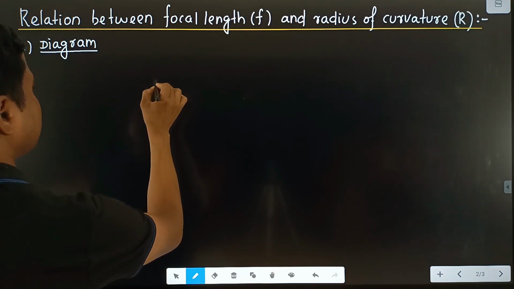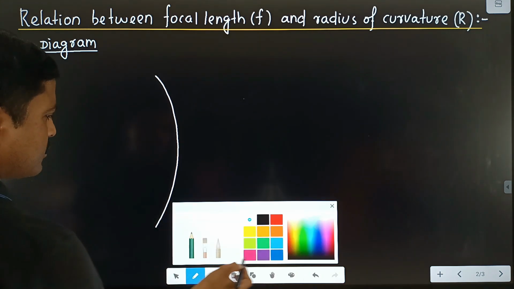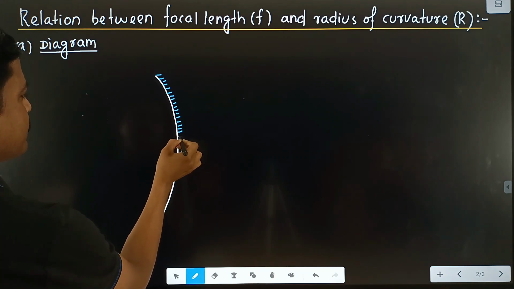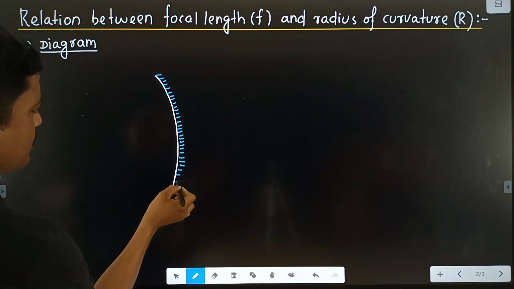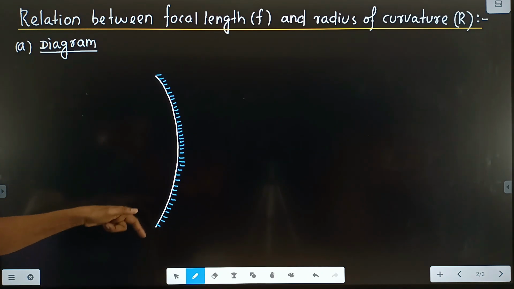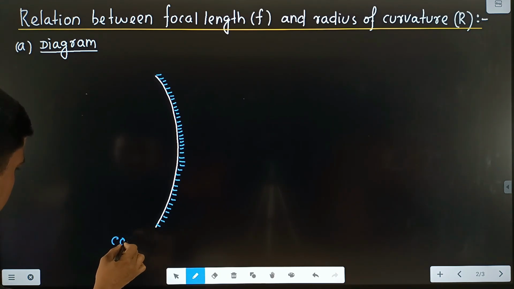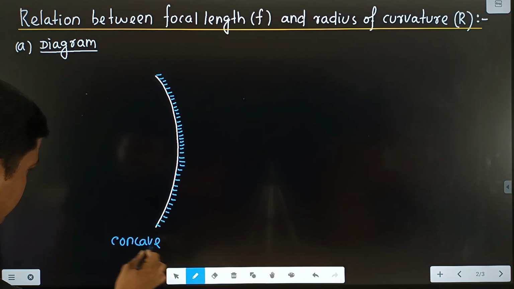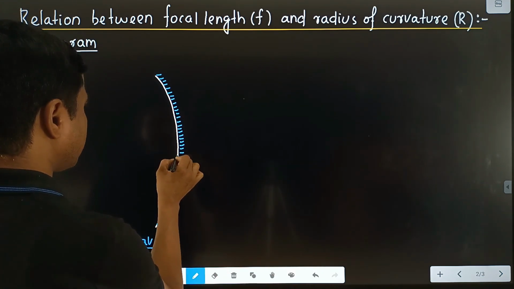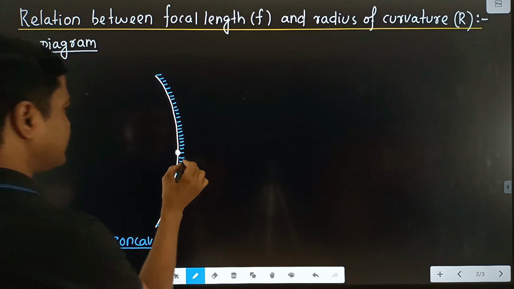First one is the concave. This one is the concave because your outer surface is silver coated and that is the non-reflecting surface. Your outer surface is the non-reflecting surface, and the inner surface is the reflecting surface. So this type of mirror we call a concave spherical mirror. Clear?